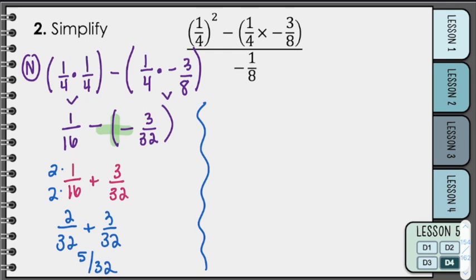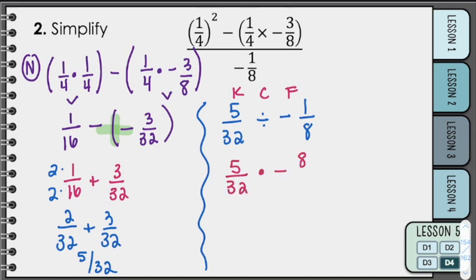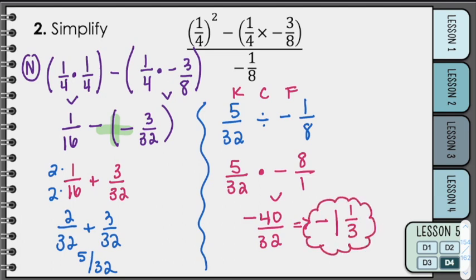So now we have to divide our 5 over 32 by our negative 1/8. Again, we're going back to keep, change, flip. We're going to get 5 over 32 times negative 8 over 1. We're going to simplify it to get negative 40 over 32. 32 goes into 40 once, and that's negative 1 and 1/4 as your simplified answer.